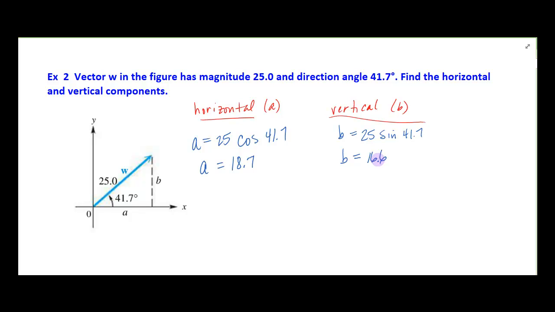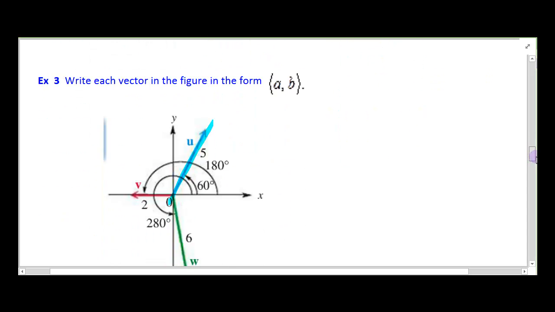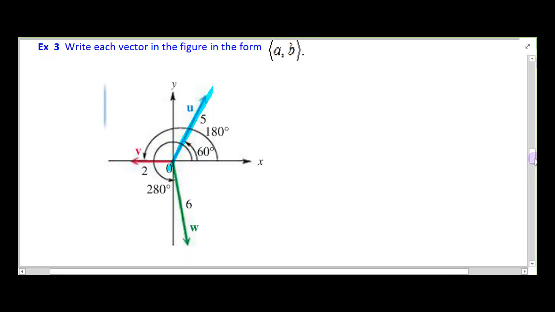So it's consistent with what we've been practicing so far, with the y values, or vertical movement, being associated with sine, and the horizontal, or x values, being associated with cosine. So let's look at one more example. I'll work one of the problems just so that we can look at this one more time.